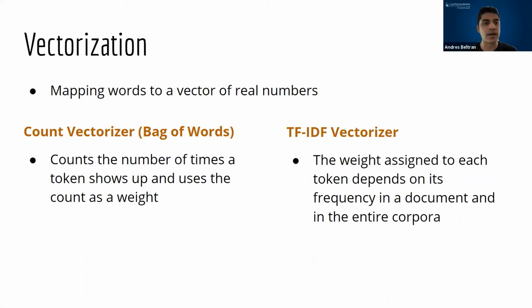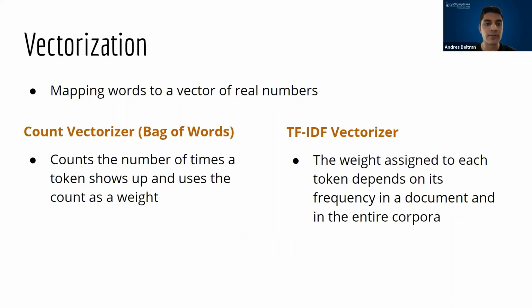Okay, so the next step is to do vectorization on the preprocessed data. Vectorization just means mapping words to a vector of real numbers, which are used to find word predictions and similarities. We use 2 types of vectorizers for our project, which are implemented using the Python library scikit-learn. The first one is a count vectorizer, or a bag of words. This vectorizer just basically counts the number of times a token shows up in a corpora, in the entire data set, and uses those frequencies as a weight for each token.